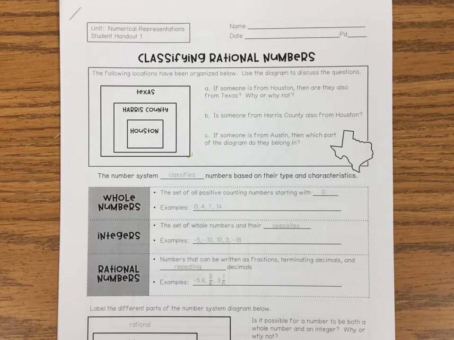All right, look at the very last section. It says if someone is from Austin, then which part of the diagram do they belong in? So if they're from Austin, they're going to live in Texas. Now we're going to look at the bottom. It says the number system classifies, and that's what we're doing. We're classifying numbers based on their type and characteristics.